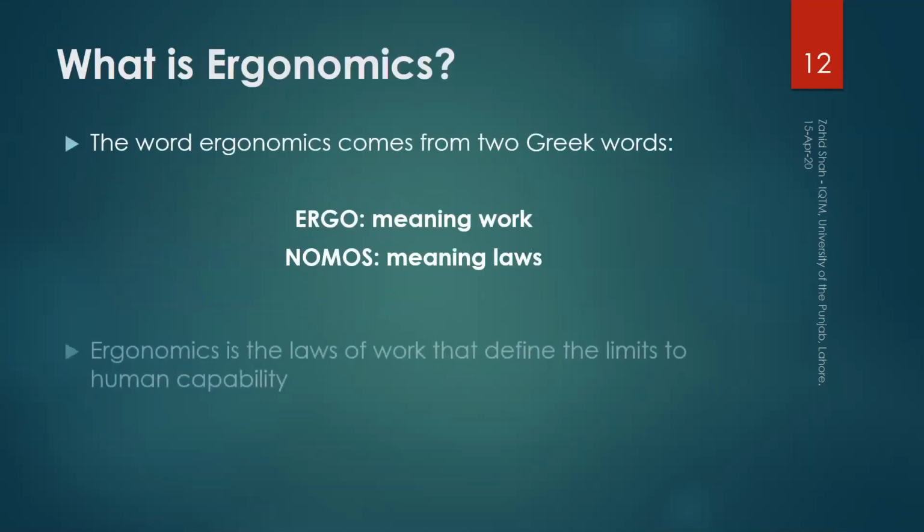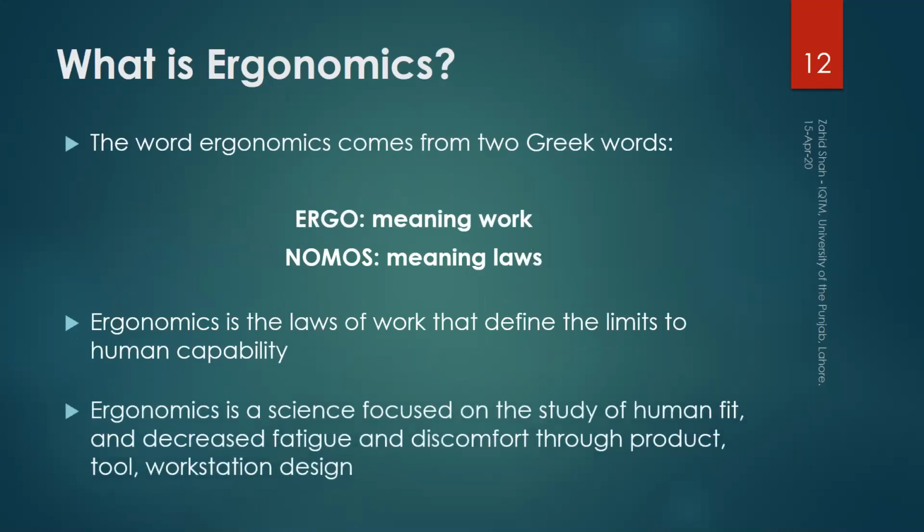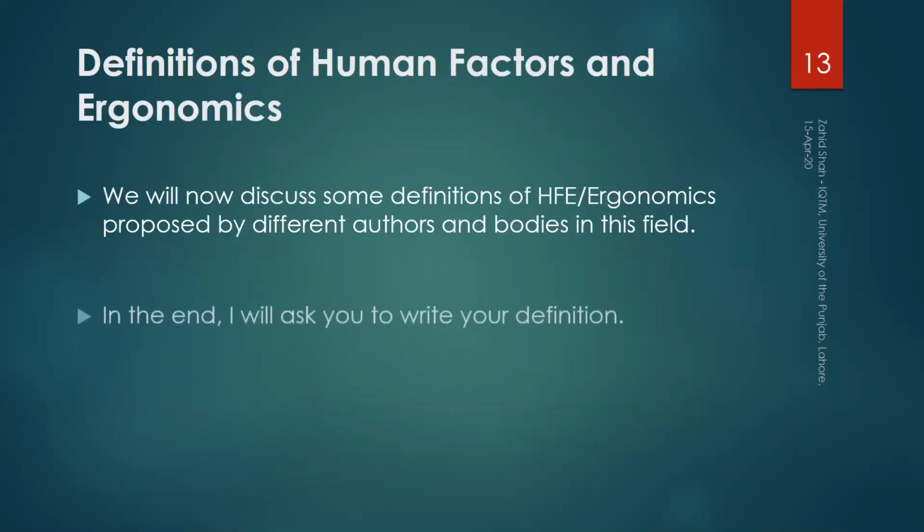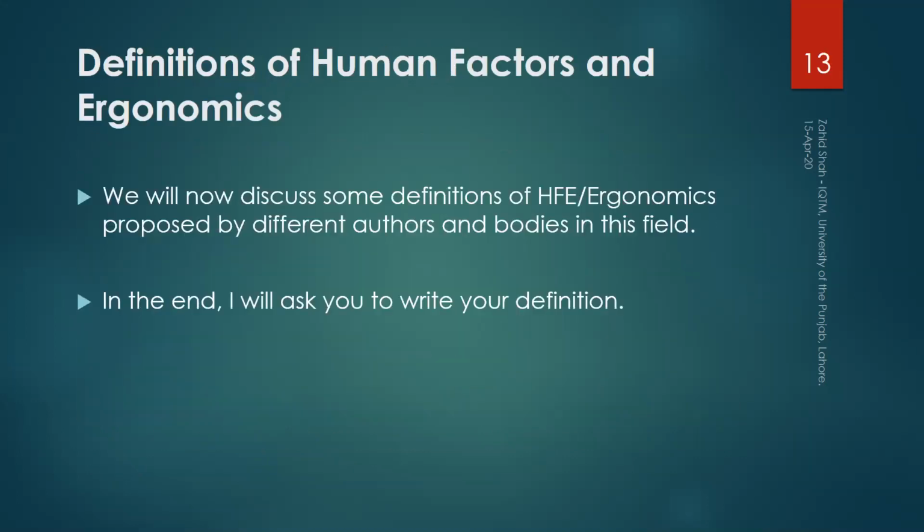So what are the literal meanings of ergonomics? Ergo means work and nomos means laws. So ergonomics is the laws of work that define the limits to human capabilities. So we use some laws, some principles based on the knowledge about humans to design the work and tasks that those humans perform. So that is the literal meaning, but we will see some definitions of human factors and ergonomics.